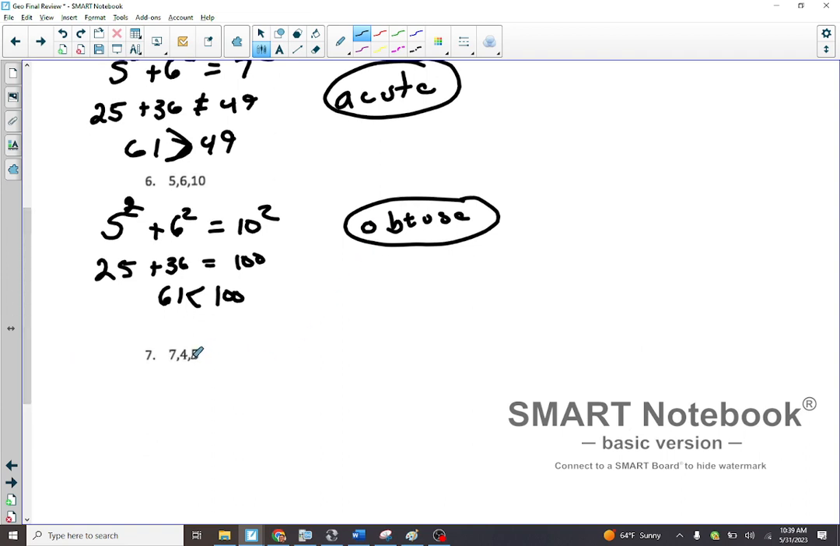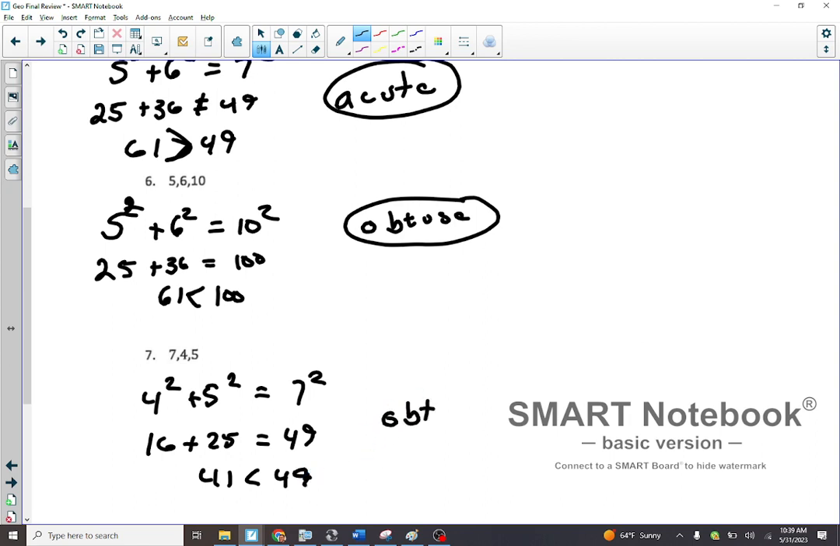This one, remember your c value is always the biggest. I think on this test, people messed up by just putting it in order. 4 squared plus 5 squared should equal 7 squared. 16 plus 25 equals 49. 16 plus 25 is 41. 41 is smaller than 49. So in this case, 49 is bigger, which means this is obtuse.